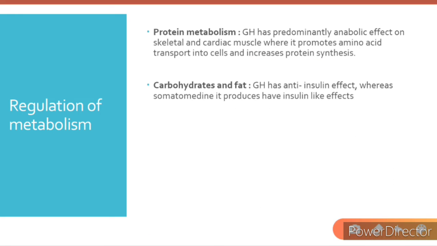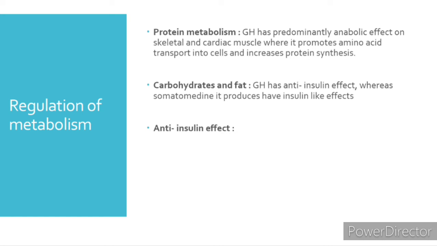Then carbohydrates and fat. Growth hormone has an anti-insulin effect, whereas somatomedins, IGF-1, produce insulin-like effects. So this is a very important point, guys. You have to remember it or note it down in your notes. Anti-insulin effect: decreased peripheral utilization of glucose. What is anti-insulin effect? As the name suggests, what does insulin do? Insulin carries the blood glucose to the respective cells in our body.